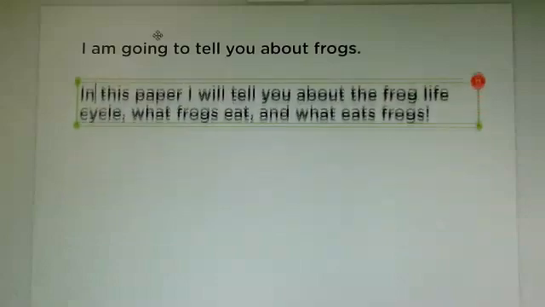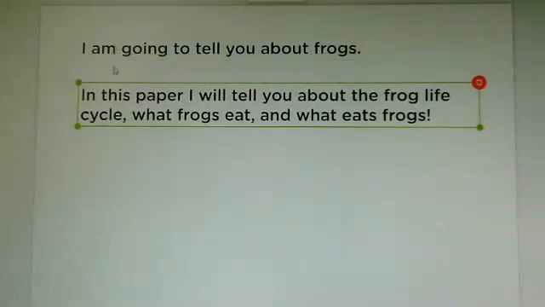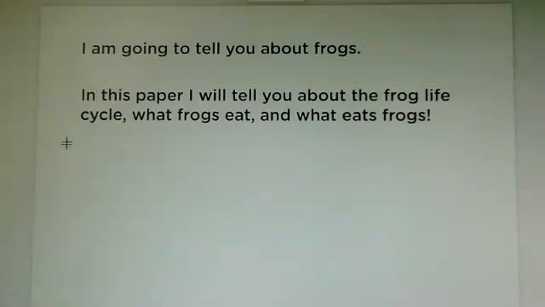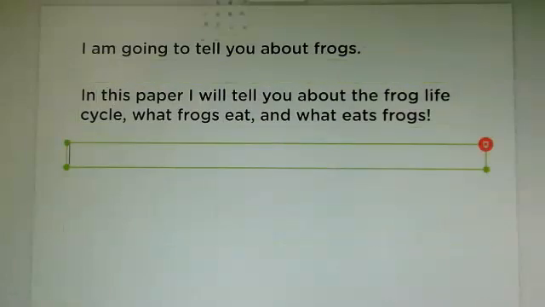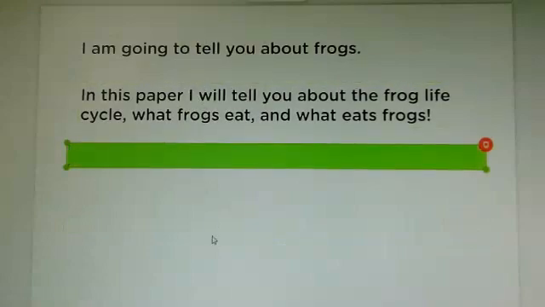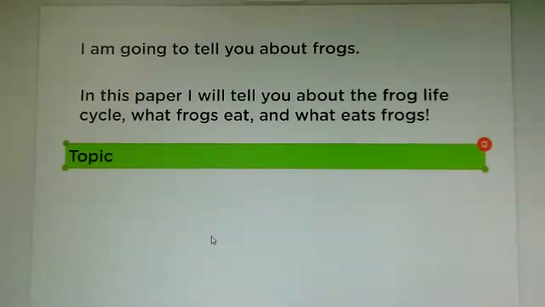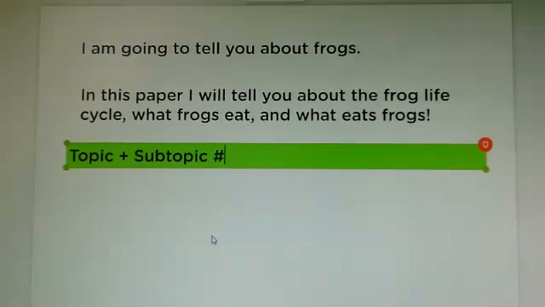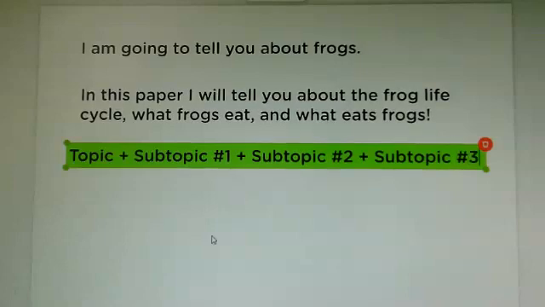So, let me try again. This was my first attempt. This was my second attempt. Here's what I actually need to have. So I'm going to make this a different color so it stands out. I need to have my topic plus subtopic number 1 plus subtopic number 2. And finally, I need subtopic number 3. This will make a good topic sentence.